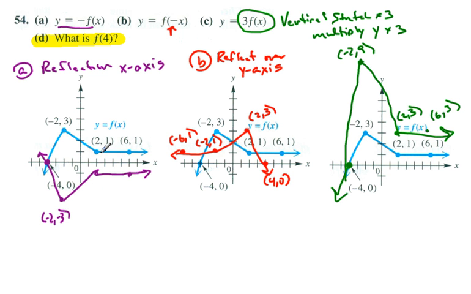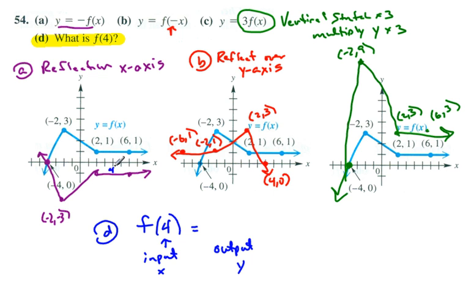So we're going to go to our original graph. And when we say f of 4, we're saying that my input, which is my x, is 4. And I'm asking for my output, which is my y. So I go to my graph. Here's x equal to 4. I go up to my graph, and I can see that my y value is 1. So my answer will be 1.